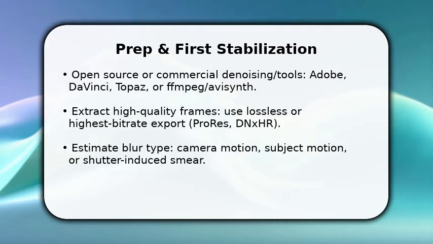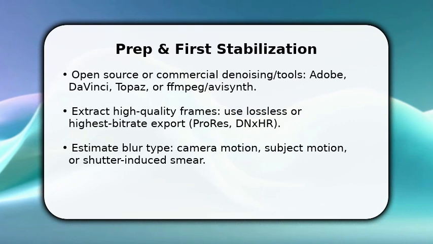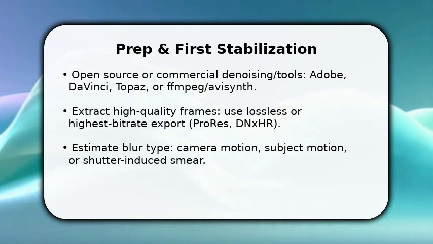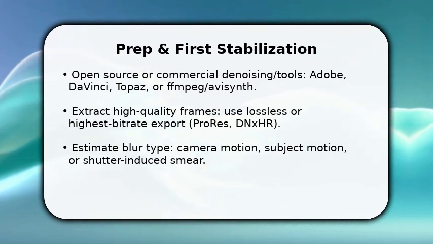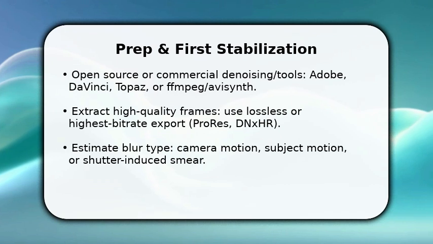You start by isolating the footage and exporting a high-quality clip so algorithms have clean data. This reduces artifacts later. Once done, identify the blur. Is the camera moving or the subject?